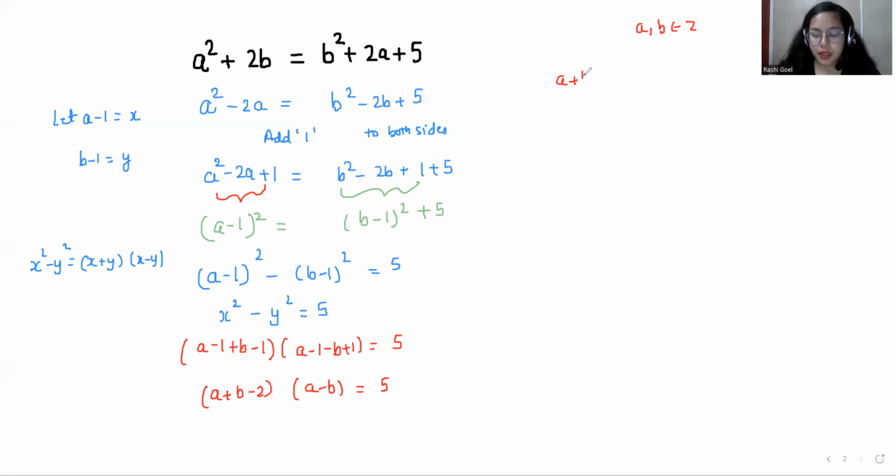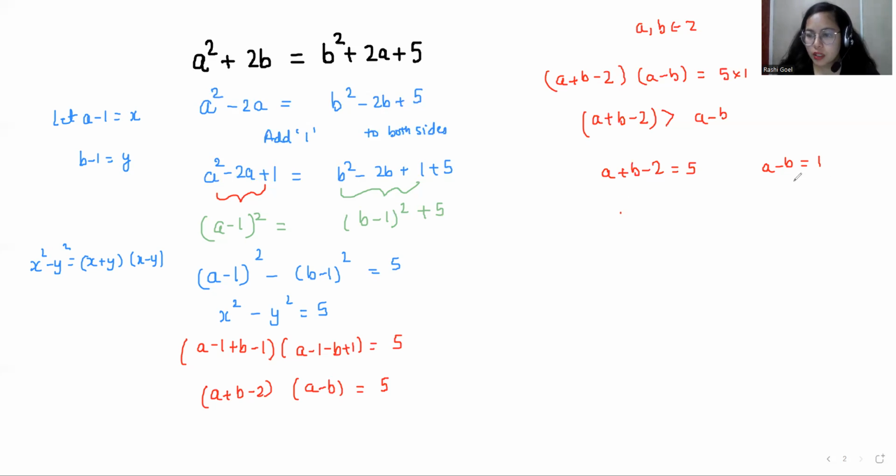So a plus b minus 2 and a minus b, we can write it as 5 multiplied by 1. Because a and b are positive, we definitely know that the first one is bigger than the second one. Only then can they be positive numbers, otherwise they will be negative. So if I take the first number, a plus b minus 2 equals 5 and a minus b equals 1.